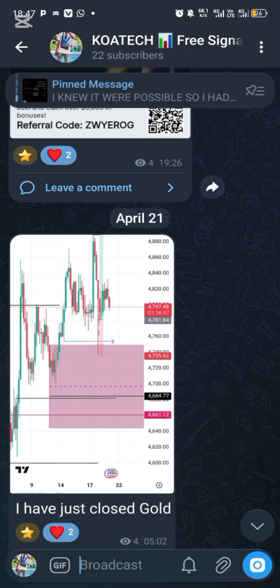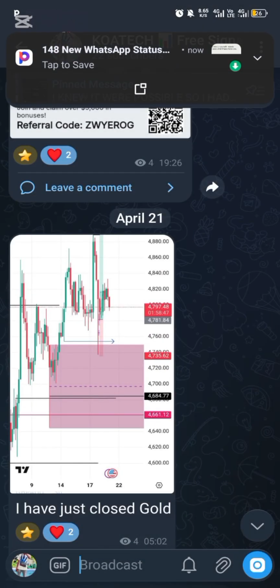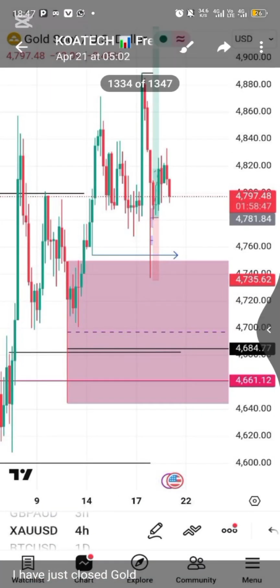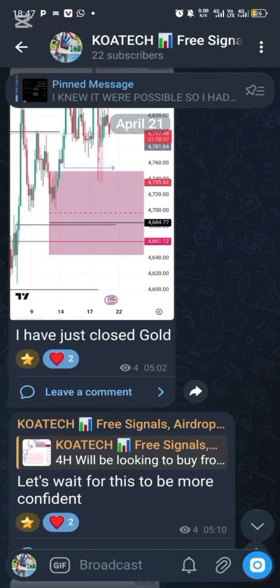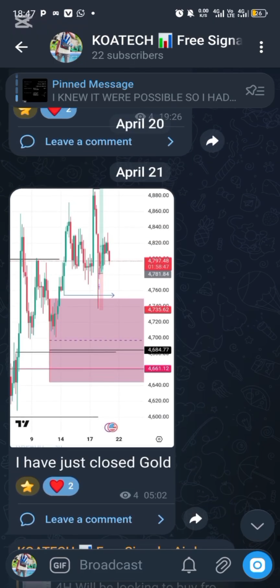I said, I have just closed gold. Look at it. I said I've just closed, and that was how I got that $15 out of that trade. But then I was still willing to buy if price should still come back down to this dotted line, or even this black line, or this red line. So those were the points I was waiting for price to drop to before I joined the buy again.